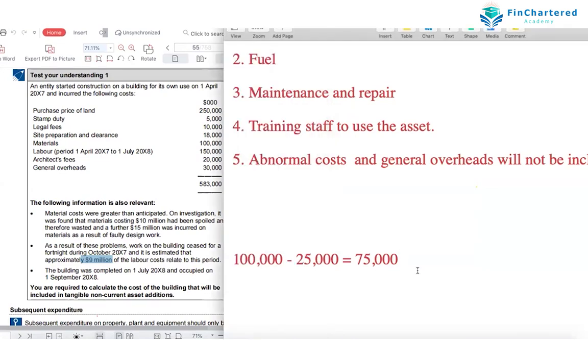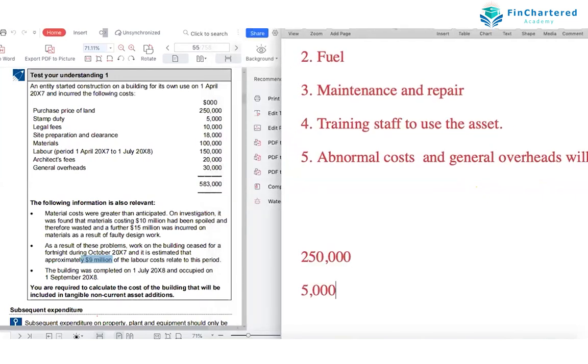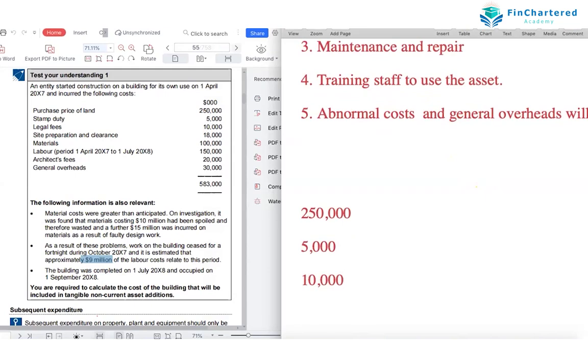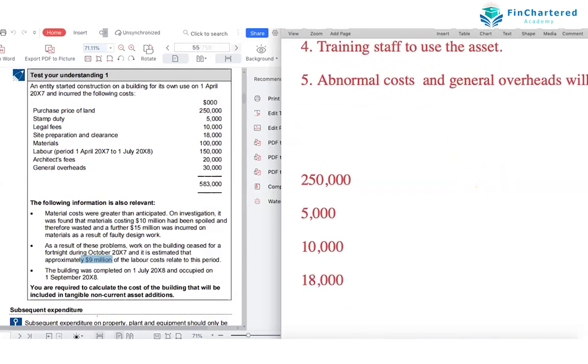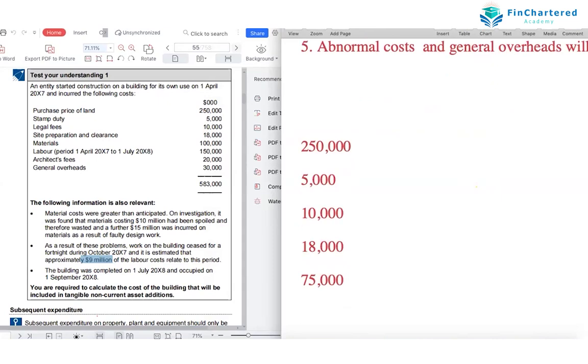So far, what amounts are we capitalizing? Stamp duty we will capitalize. Legal fees of 10,000 we will capitalize. Site preparation we will capitalize. Materials out of 100,000 only 75,000 will be capitalized. 25,000 was abnormal. Very good. General overheads we will not capitalize.